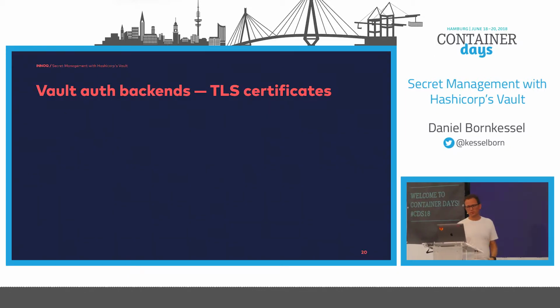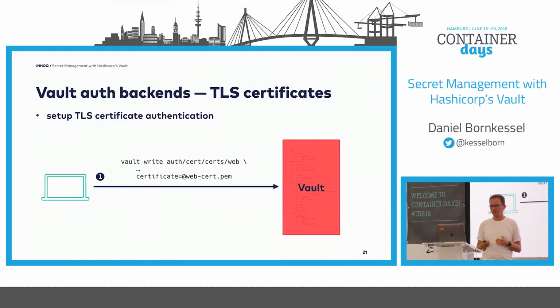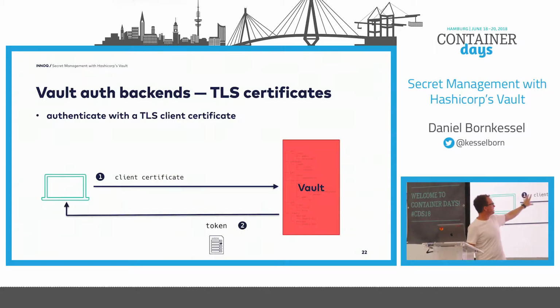The next authentication method is for human users as well. Well, not only human users, but it's a very static authentication method. That's TLS certificates. Again, here I configure Vault, give it a CA certificate in the configuration, and then a client comes along and passes a client certificate. If the certificate was signed by the CA, then I get a token and I can talk to Vault.